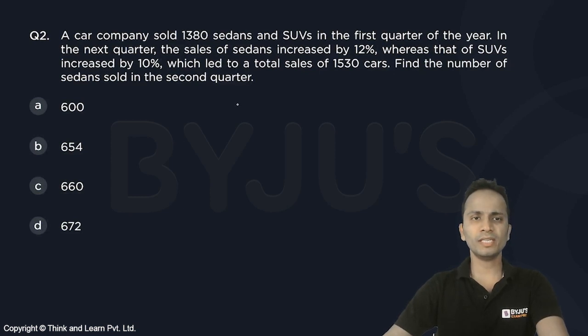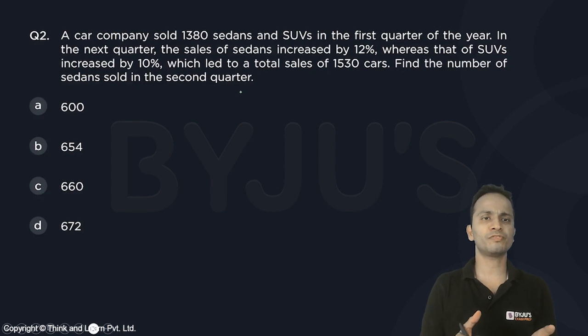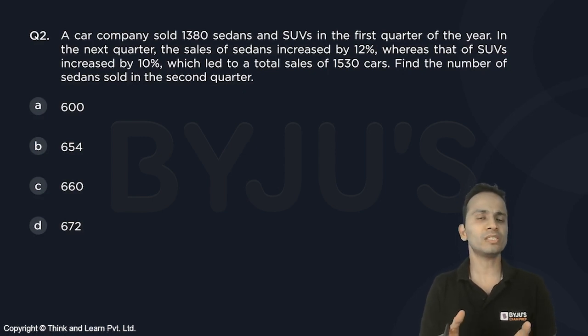Now, question number two is a very simple question based on percentages. You are given the total number of sedans and SUVs that were sold in the first quarter. Then in the next quarter, there is a certain increase in both sedans and SUVs, and the total sales for that quarter is 1530. So we have to find out the number of sedans sold in the second quarter.